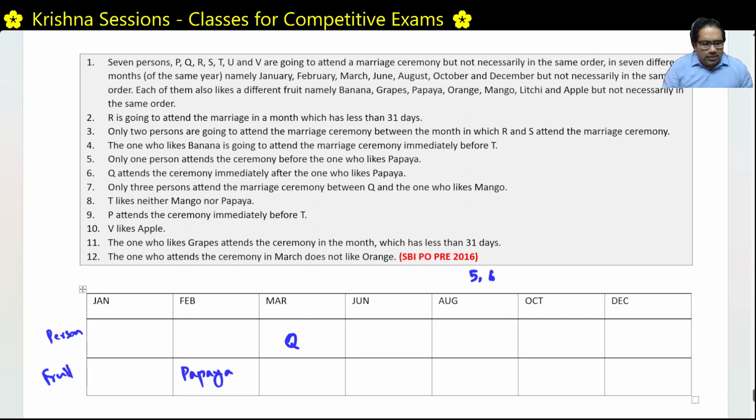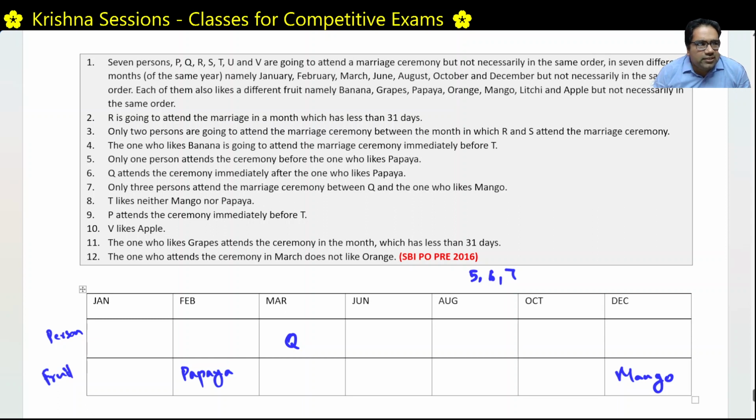Okay, so we are using condition number 7. Condition number 7, which says this is mango. Next.